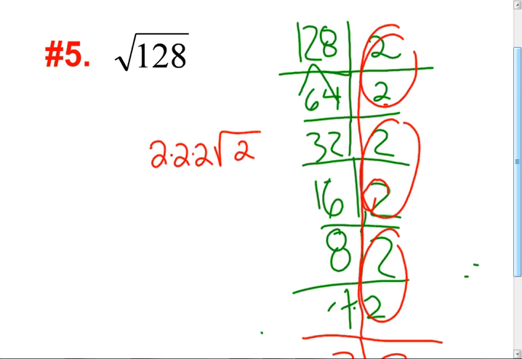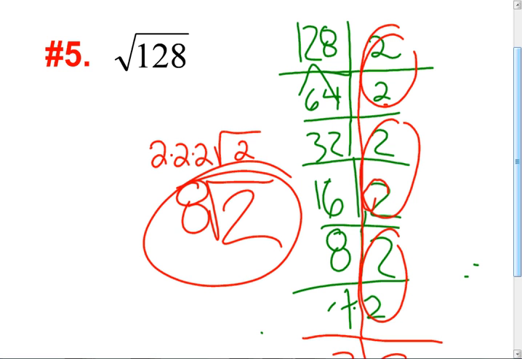What's 2 times 2? 4. Oh, I see, 2 pairs. That is 8. Very good. There you go. Now, 8 times the square root of 2. Okay. You guys got this?